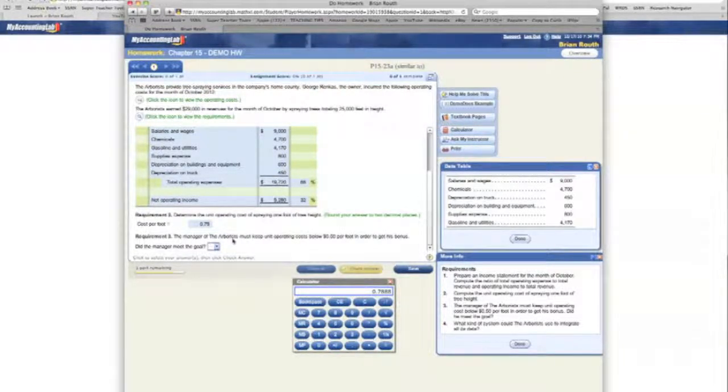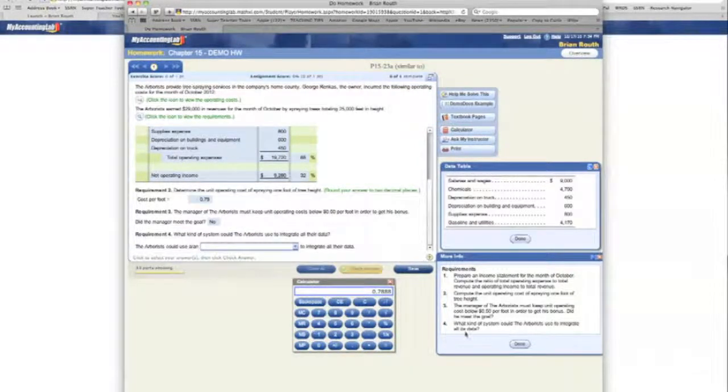The manager of the arborist must keep unit operating costs below 50 cents per foot in order to get his bonus. Did the manager meet the goal? No. Our cost is 79 cents per foot, so we did not meet our goal. Good job. Click OK. We go to the last requirement, which is number 4.